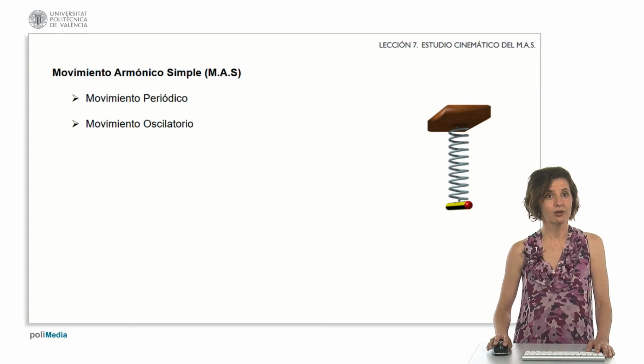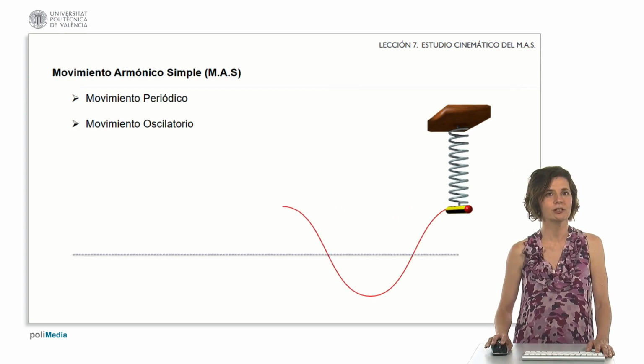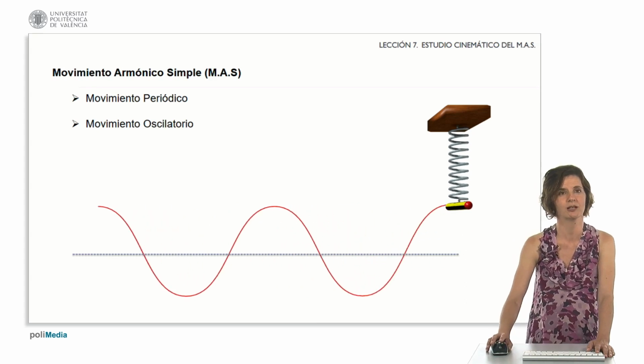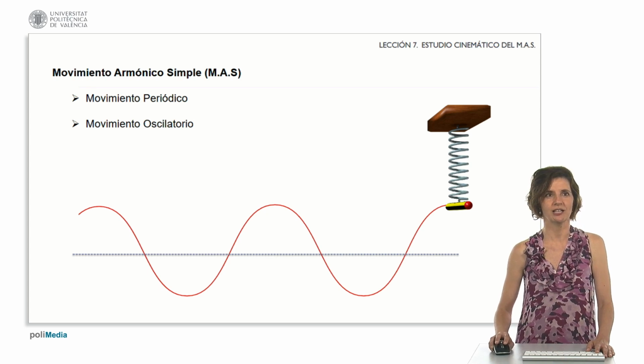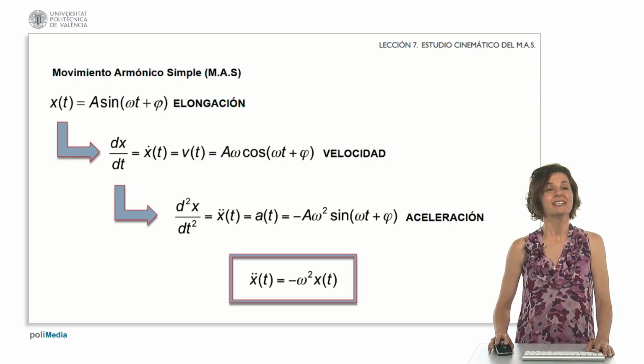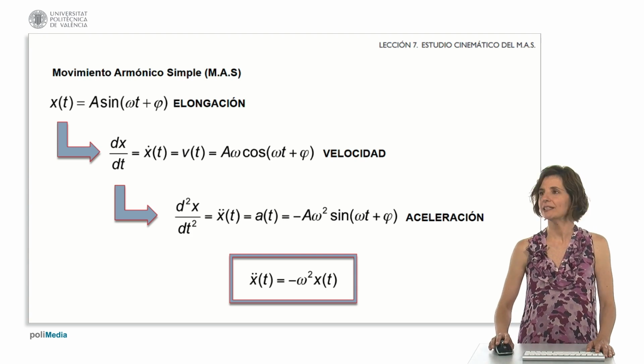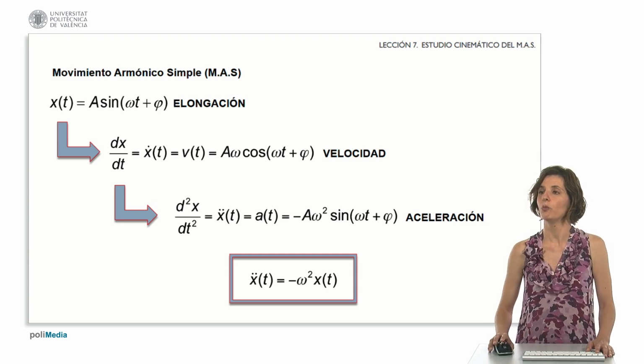In the previous lesson, we saw that simple harmonic motion is a periodic motion. It repeats over time and takes place around an equilibrium position. Then it is oscillatory. We also saw that mathematically elongation is defined as x = A sine of omega t plus phi.